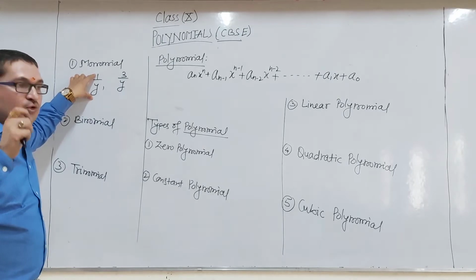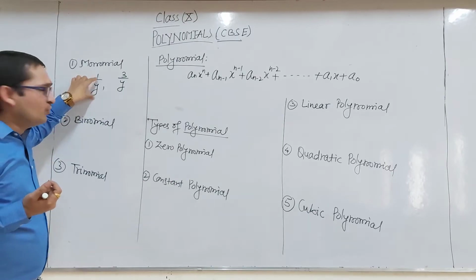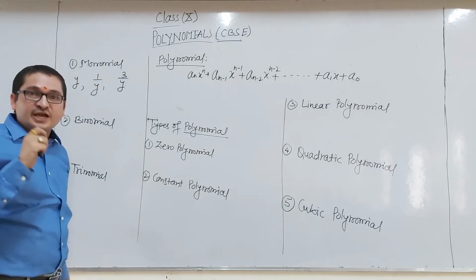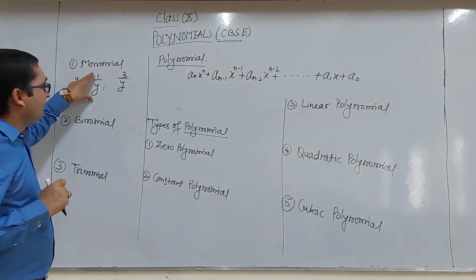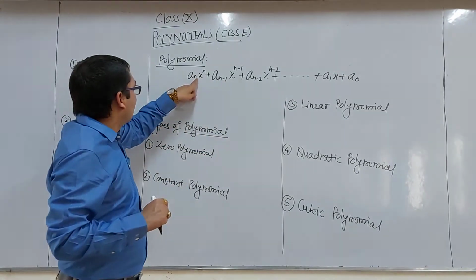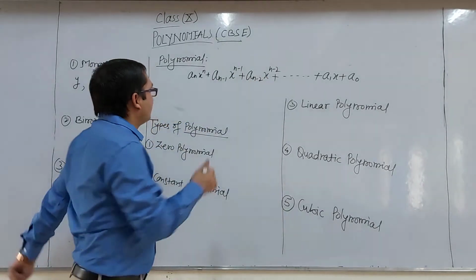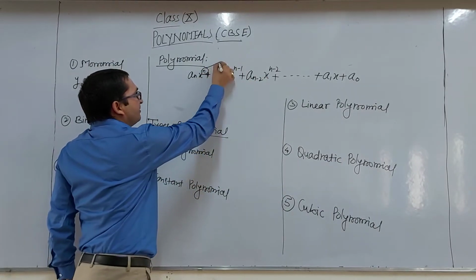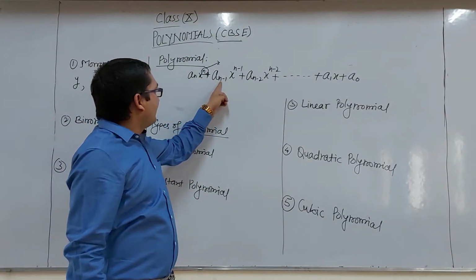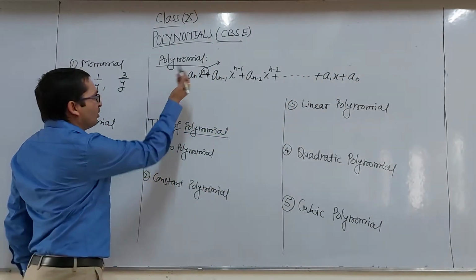Why not a polynomial? To check whether the given algebraic expression is a polynomial or not, you need to check the power of the variable. If the power of the variable is a positive integer, then it will be a polynomial. And it should be in this form: a n x raised to power n, plus a n minus 1 x raised to power n minus 1, plus a n minus 2 x raised to power n minus 2, where n is a positive integer. Here a n, a n minus 1, a1 and a0 are real numbers.